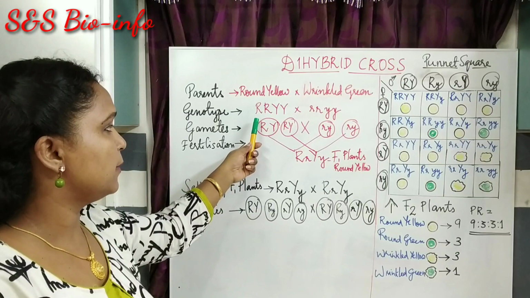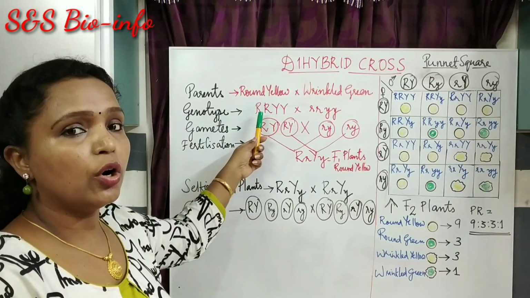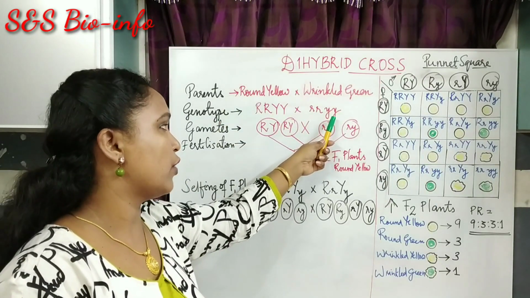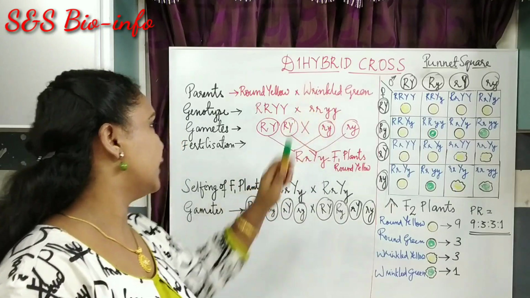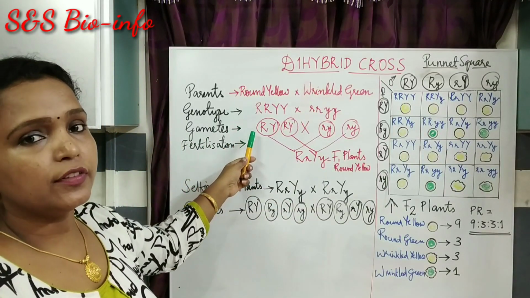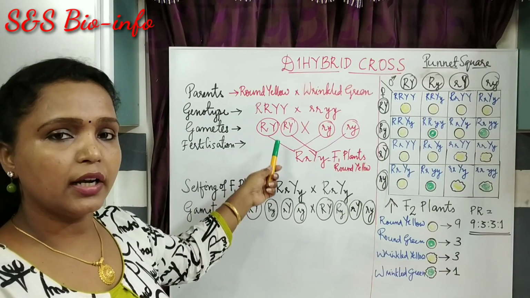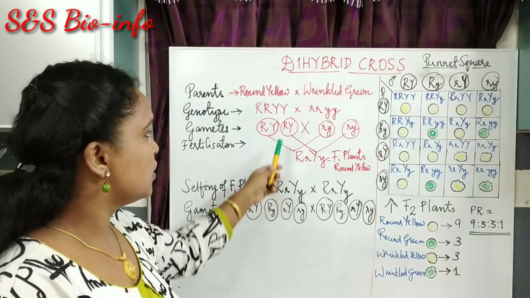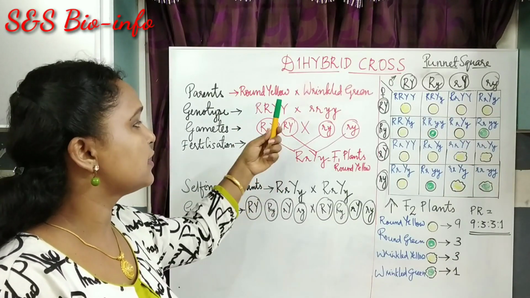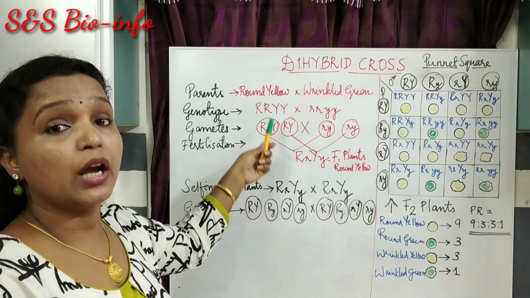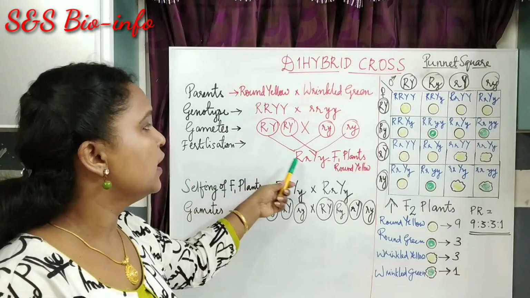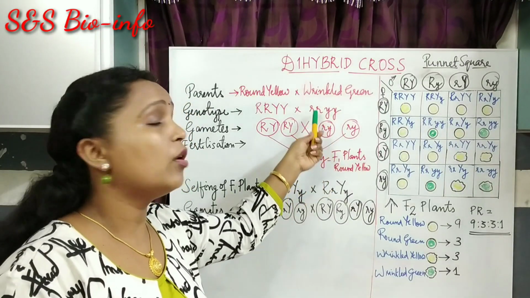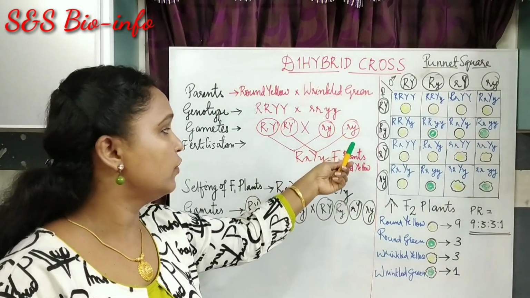The first parent is capital RR, capital YY, a homozygous dominant pair of alleles. The second parent has a homozygous recessive pair of alleles, small rr, small yy. At the time of gamete formation, each gamete receives only one allele from each pair, so the alleles are encircled like this. So, capital RY for one gamete, and the next gamete is also the same because it is a homozygous pair of alleles. The second parent's gametes also have the same type of allele, because it is a homozygous recessive pair of alleles.